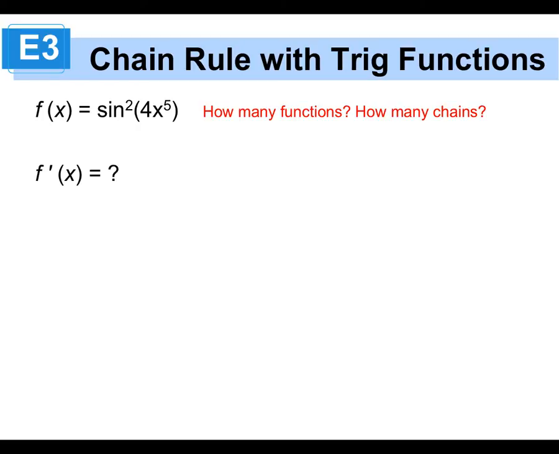So now what happens when we want to take the derivative of something like that? How many functions are going on there? 3. How many chains? 2. What function is on the outside? The squared, the sine, or the 4x to the 5th? The squared term. Because remember, that sine squared is actually the sine of 4x to the 5th, all of that squared.